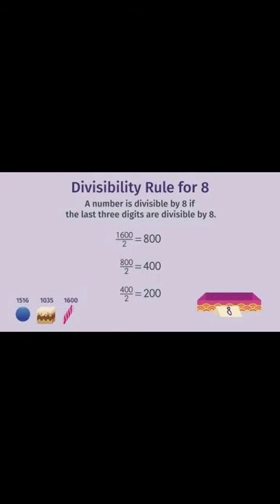Now the divisibility rule for 8. A number is divisible by 8 if the last 3 digits are divisible by 8. So I have given some examples here. 1600. 600 is divisible by 8, and you can see how the last 3 digits are divisible by 4. So I have put an example directly here. So if the last 3 digits are divisible by 8 itself, then the whole number, whatever large number it may be, it will be divisible by 8.